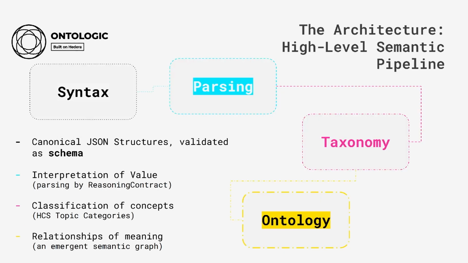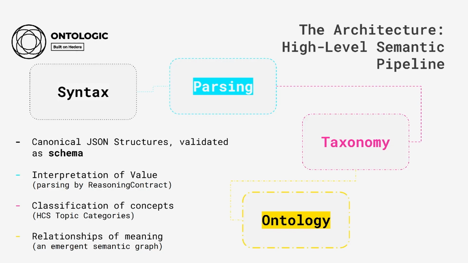You might be wondering about the architecture. Well, think about it this way. The architecture of Ontologic is a high-level semantic pipeline. We start with your syntax. These are canonical JSON structures validated as schema. The syntax is parsed, and there's an interpretation of the value that is represented, parsed by the reasoning contract. This is also known as the Peirce layer.